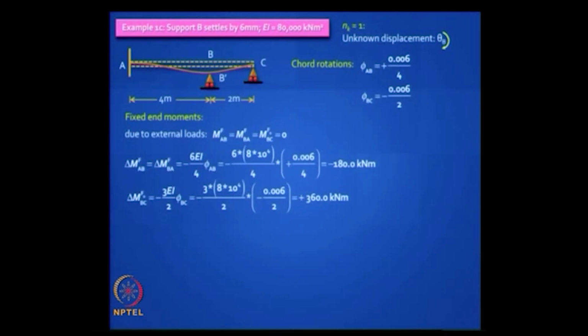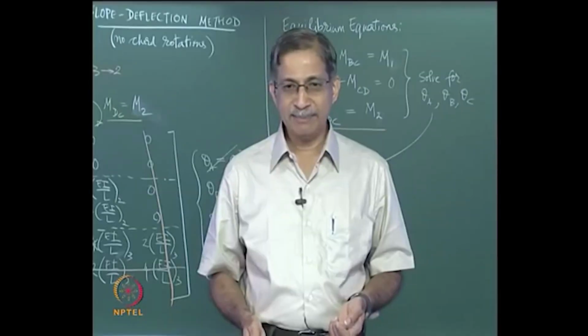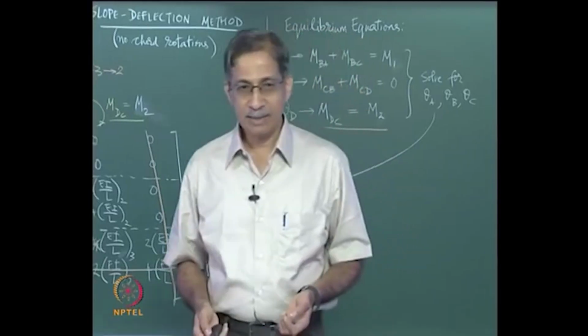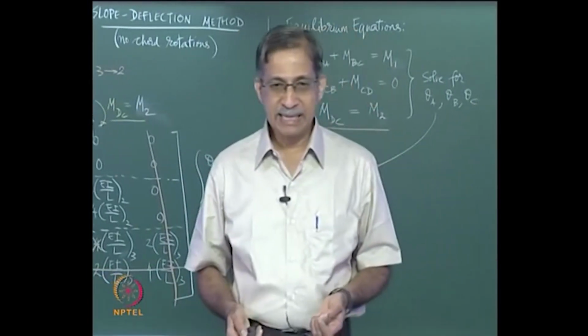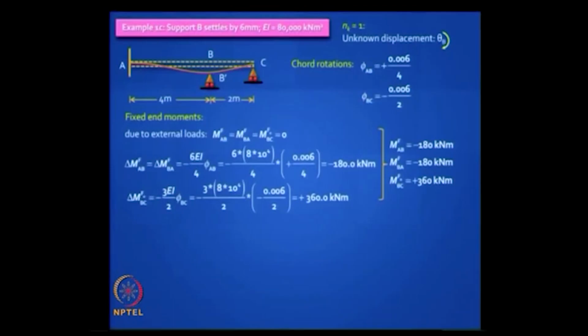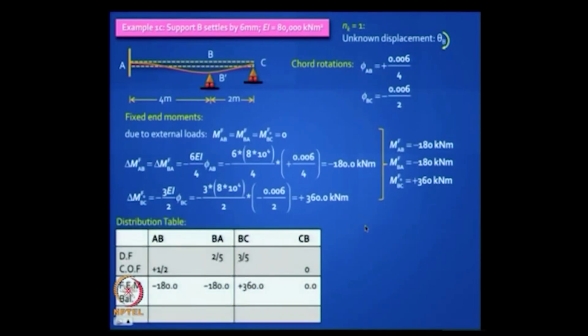So once you have these moments, what should you do? You can distribute them, you can add them up. Well, you have MFAB as minus 180, MFBA also is minus 180, all coming from chord rotations. In case you had some intermediate loads you have to add those effects also, and MF BC is plus 360. Why is it plus? Because it is minus of minus, you understand, it is minus 3EI by L into phi, but phi itself is minus because it is anti-clockwise. So you have to get this correctly, then you can do the distribution table.